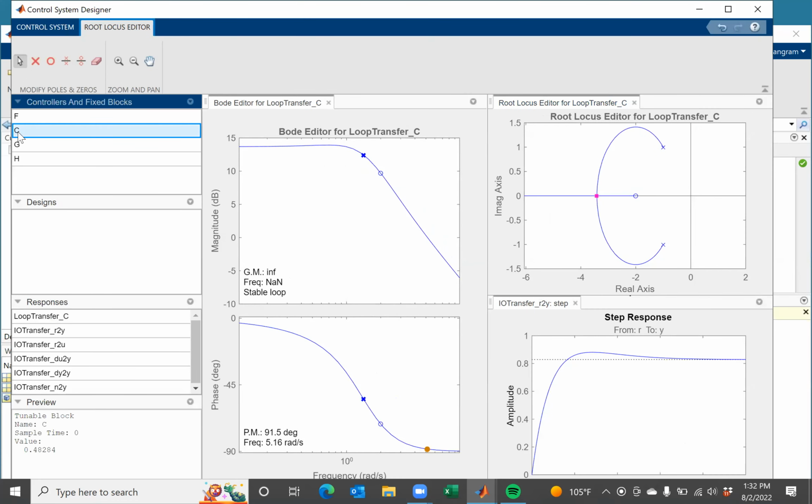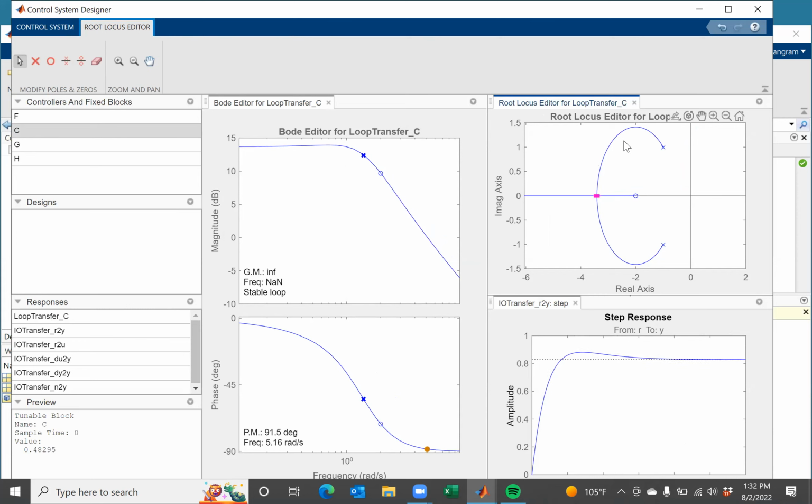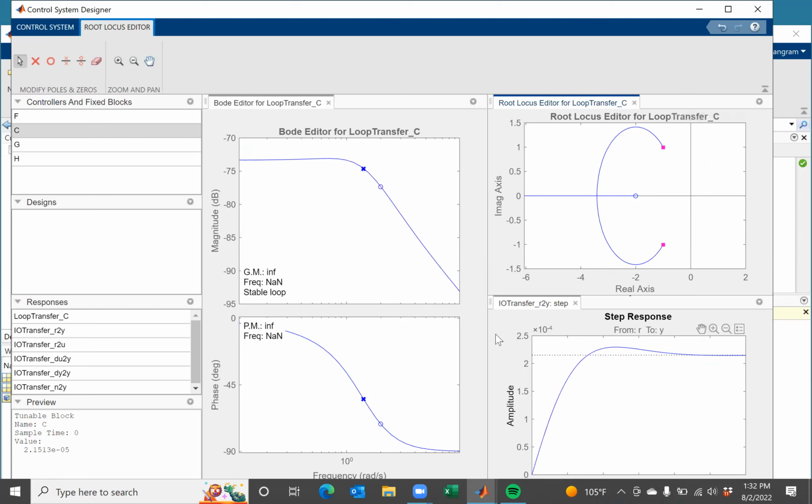Bear with me for a second. What I want to do is, this is very important, so please pay attention. Let me take this all the way over here. Drag this over here. Okay. Now, everyone, please click on C. Can you see that this is the tunable block named C and this is the sample time? Are you with me? So what is this C? This C is nothing but the value of the gain.